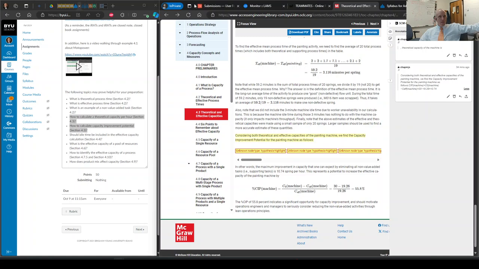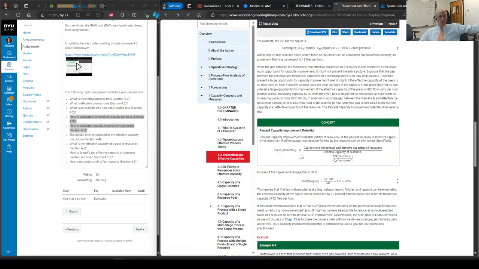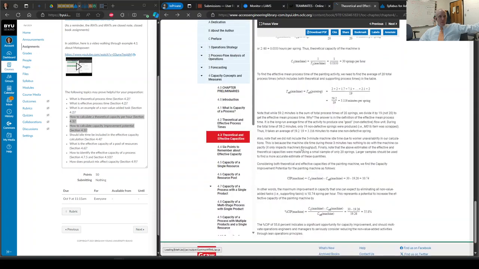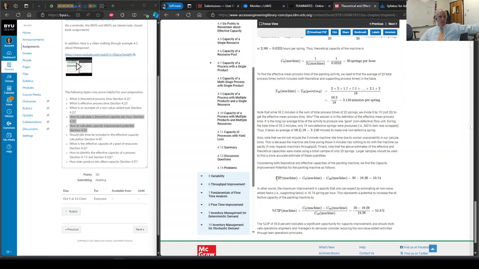It's not showing up. I think there was a problem with the refresh. Let me show you what it really looks like in the textbook. I can refresh this page. Scroll down to the bottom. Here's the calculation there. So the CIP, the capacity improvement potential, is the theoretical capacity minus the effective capacity of that resource of the machine. And in this case, in this example, it's 10.74. We can also do the percentage capacity improvement.